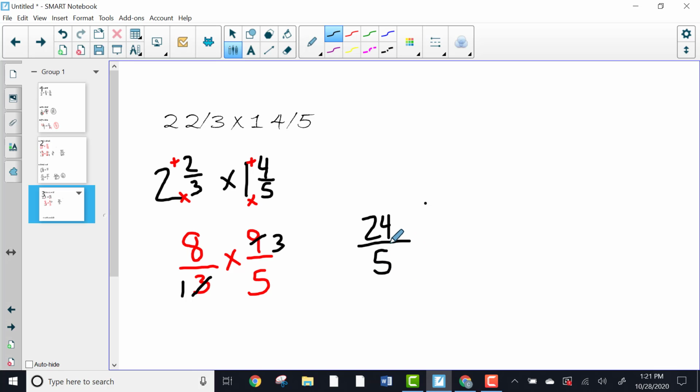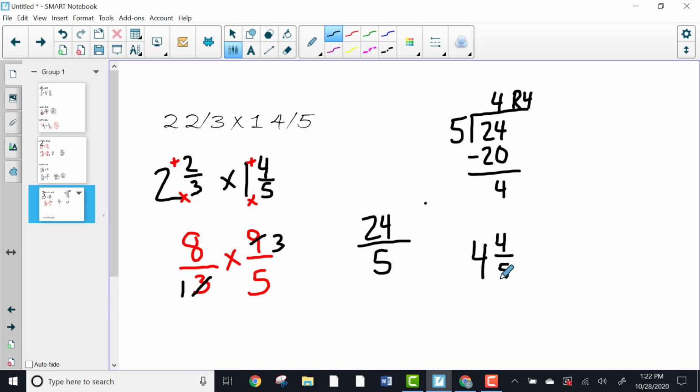I need to change this improper fraction to a mixed number. 5 into 24. It's going to go 4 times. 4 times 5 is 20, with a remainder of 4. So 4 with a remainder of 4. And now, if you remember from our other video, the 4 is going to be the whole number. That R for remainder means right on top of the fraction. It's going to be the numerator. So 4 4/5 for my answer there.